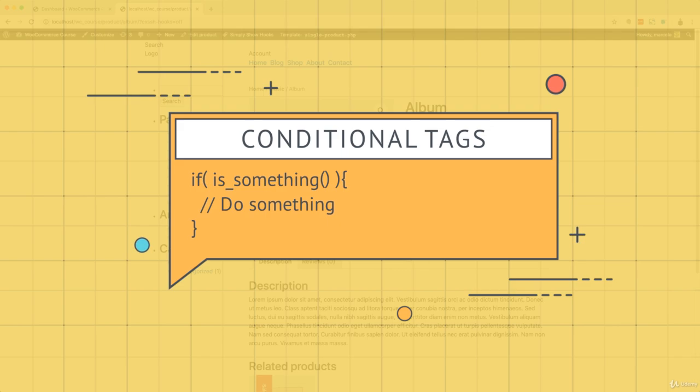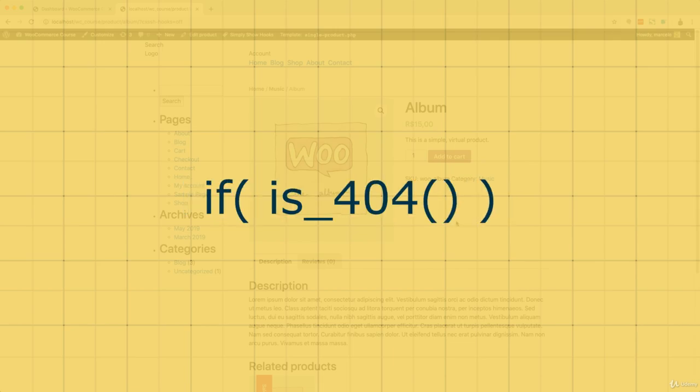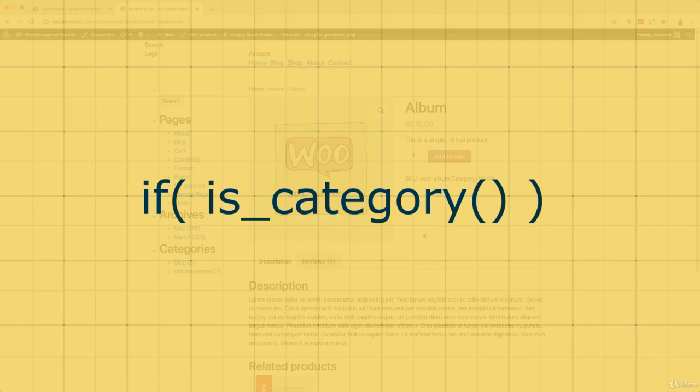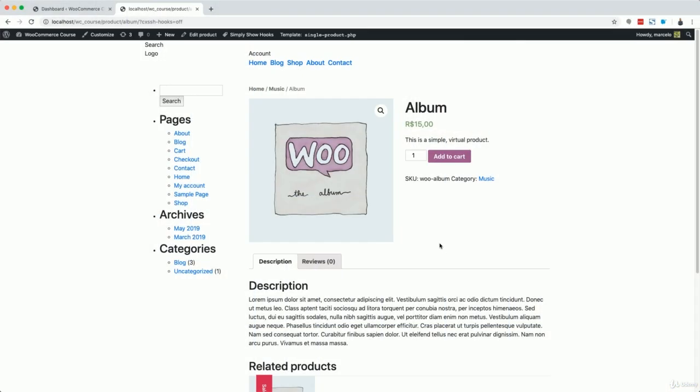Actually, when we use such tags, it's like we're asking WordPress a question. For example, am I on a post page now? Is the page I'm seeing an error page? Does the page I see belong to category X, Y, or Z? If the answer is true, WordPress will run the code within the if block.